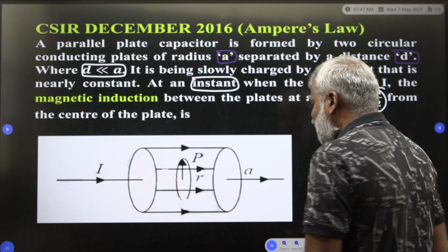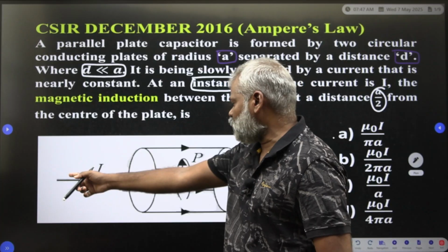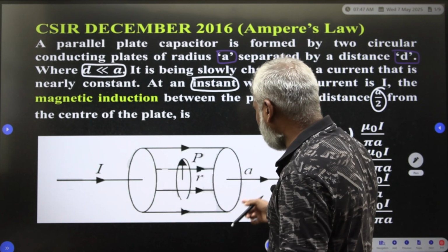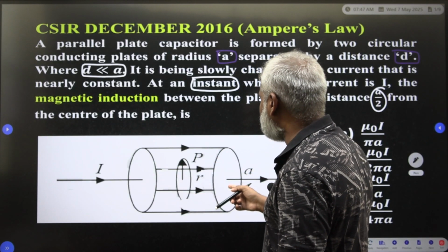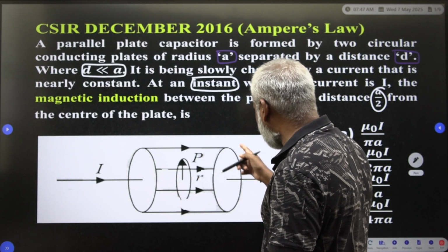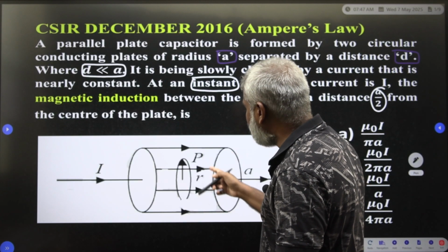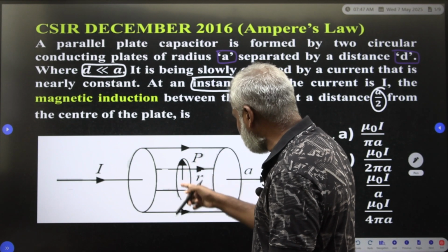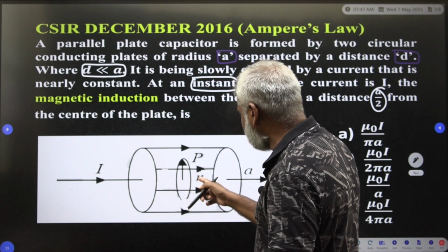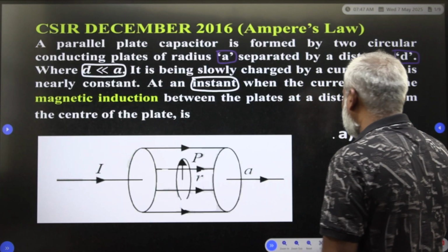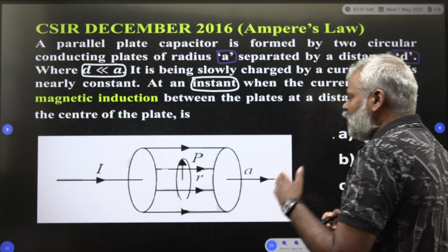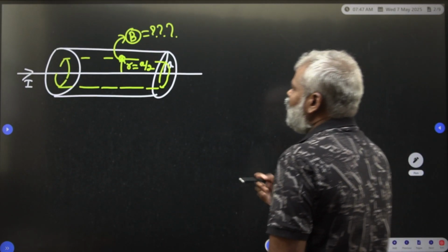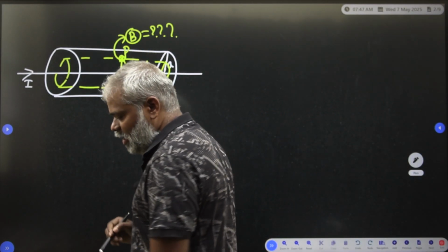According to the diagram, once again you have to see, a current is passing through this cylinder. This is a uniformly charged cylinder, and the cylindrical area has radius equal to a. Inside the cylinder I construct one small cylinder of radius r, and that r we take as a by 2. At the particular point P, we need to calculate the magnetic field.